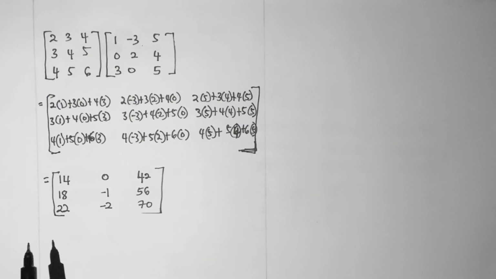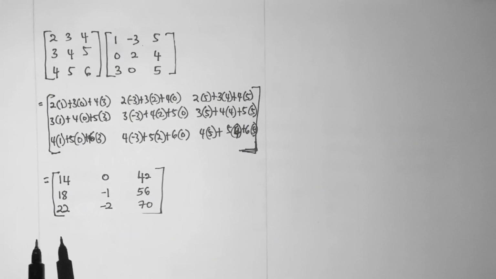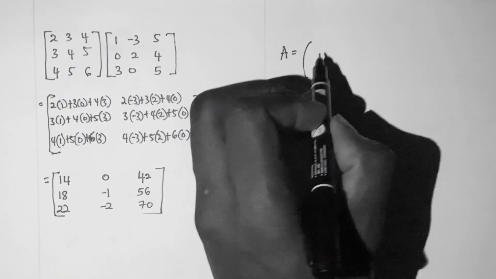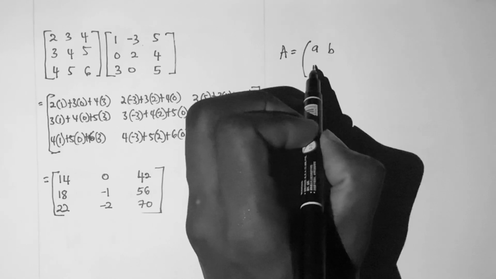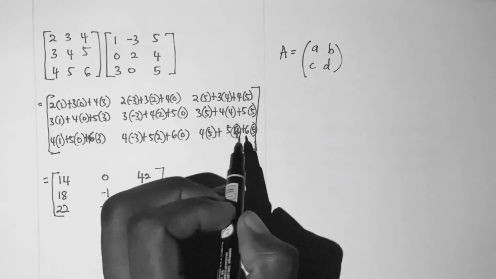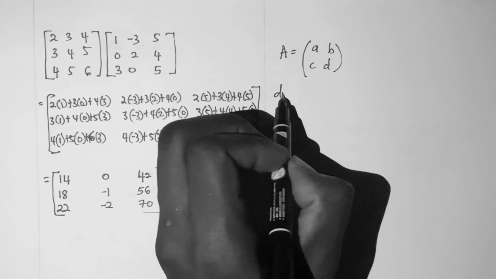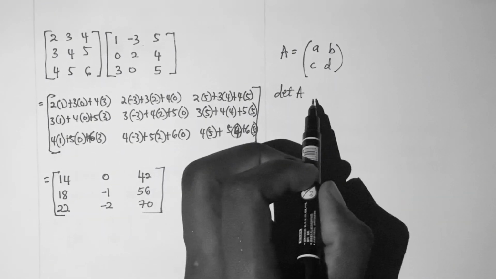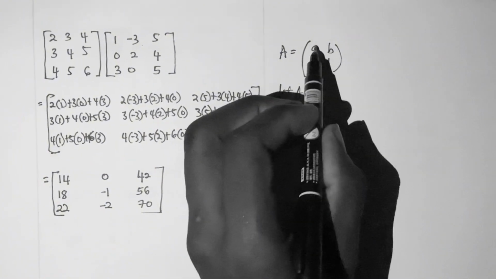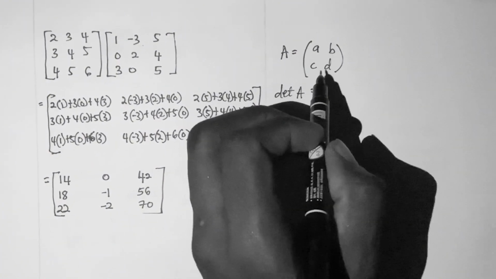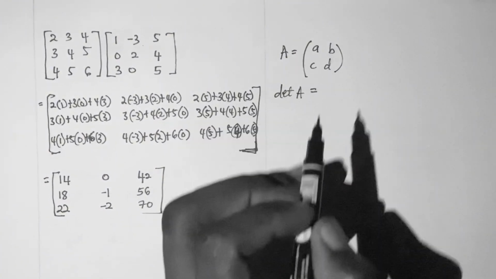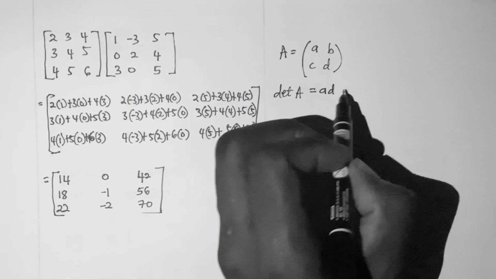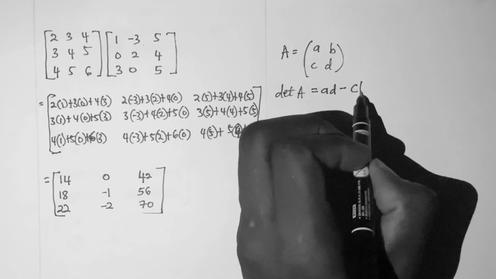Now let's talk about the determinant of a 2 by 2 matrix. Assuming we are given matrix A equals A, B, C, D, and we are asked to find the determinant of A, which is usually represented as det A, then that is equal to multiplying the leading diagonal and subtracting from it the multiplication of the other diagonal. So here is going to give us A times D, then minus C times B.